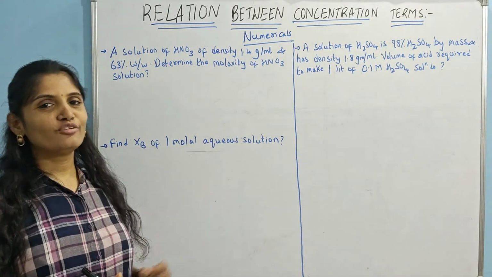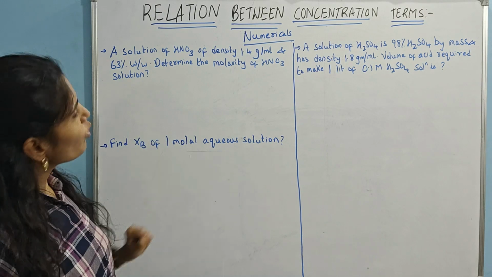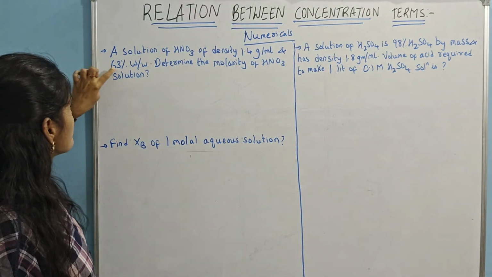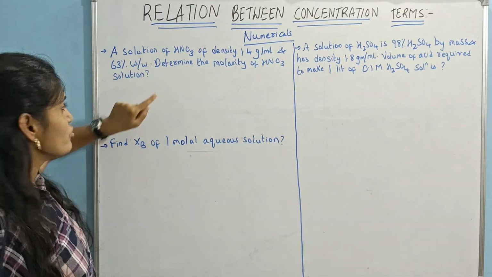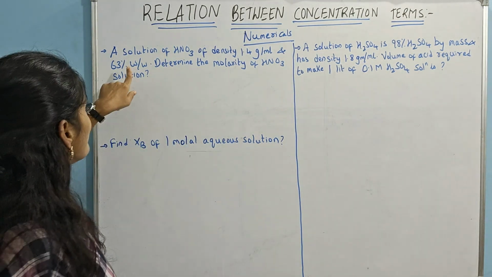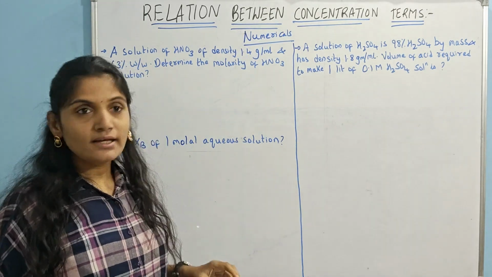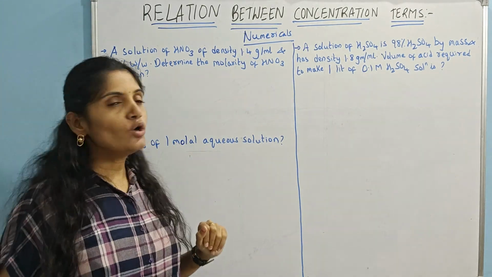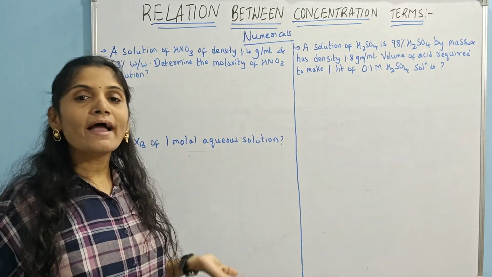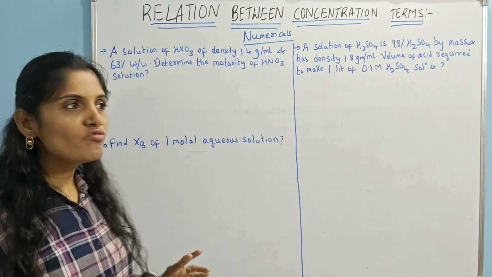Let us solve numericals on this concept. A solution of HNO3 of density 1.4 gram per ml and 63% weight by weight composition. Determine the molarity of HNO3 solution. Now here in the question I have been given percentage weight by weight, and I have been given density, and asked to find out the molarity of HNO3 solution. So we have the relationship formula between molarity, density and percentage weight by weight.